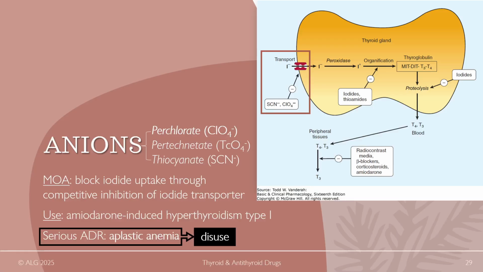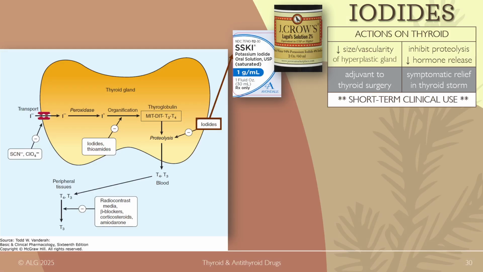Anions were one of the earlier drugs in the treatment of hyperthyroidism. These include perchlorate, pertechnetate, and thiocyanate. They block the iodide uptake by competing with the sodium iodide importer. The major use of potassium perchlorate is amiodarone-induced hyperthyroidism type 1, but because of aplastic anemia, it's rarely used nowadays.